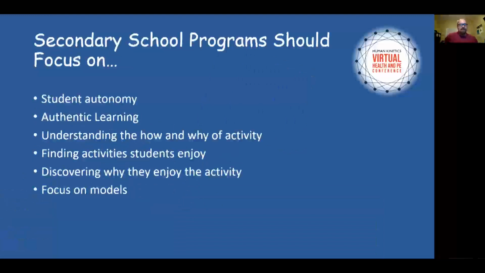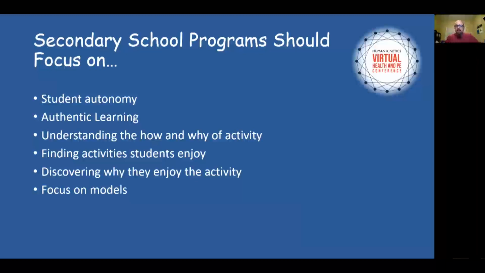So we want students throughout the programs, at the elementary level and the secondary level, to have some choice. But at the secondary level, they start to have more choice. The learning experiences need to be more authentic because students cognitively come to understand these ideas, and they can start to grasp why we're doing activities, understanding the how and why of activity. They start to find activities they enjoy. And again, continuing from the elementary, they start to realize why they enjoy activities.